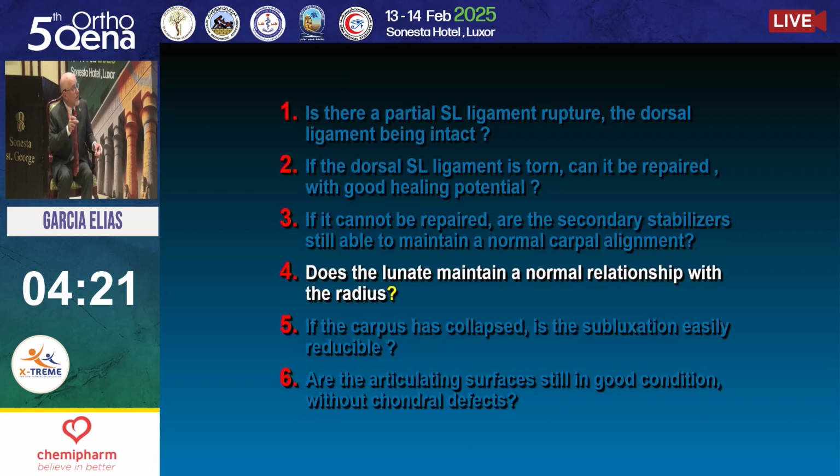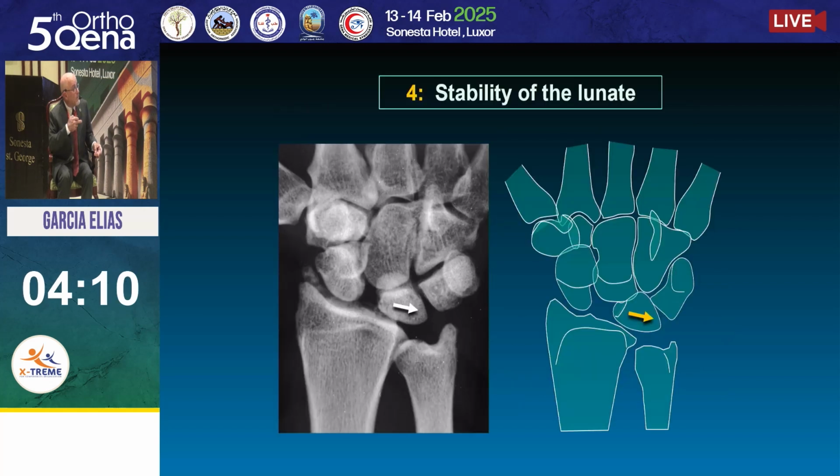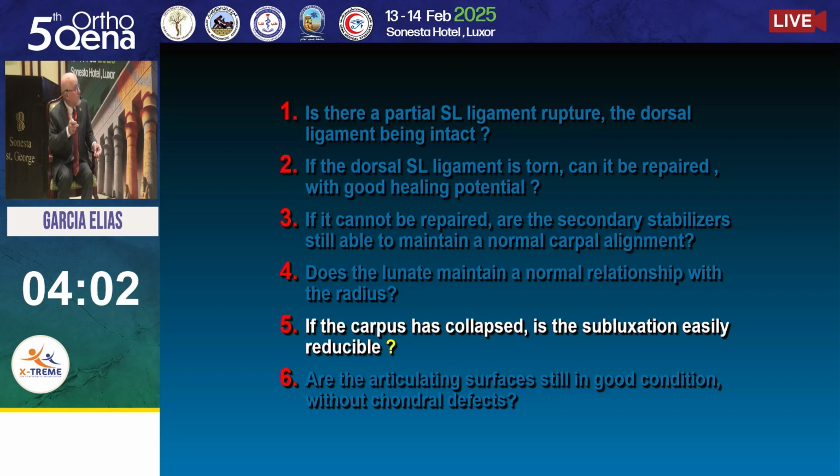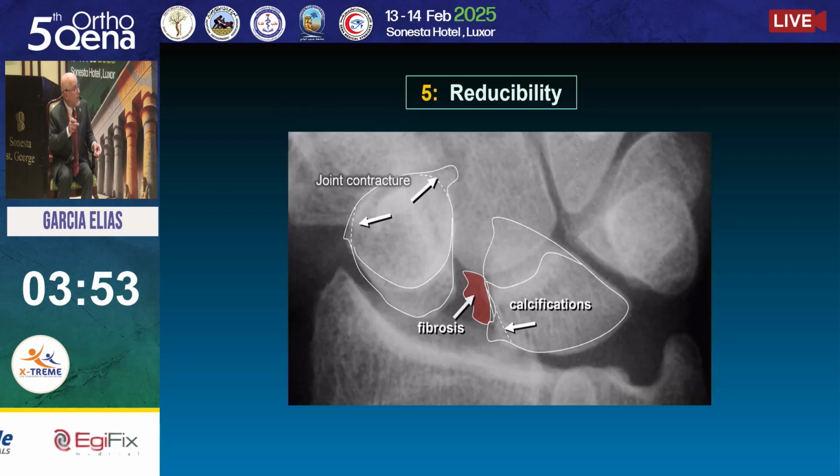The 4th: does the lunate maintain normal relationship to the radius? That's another important concept. The lunate may have failed also in its relationship and present something that has been translocated. If it's translocated, we have that problem too. If the carpus has collapsed, is the subluxation easily reducible? If it's easily reducible, it's one thing. But if there is fibrosis, calcification, this cannot be reduced easily. If it's not reducible easily, it's another problem.